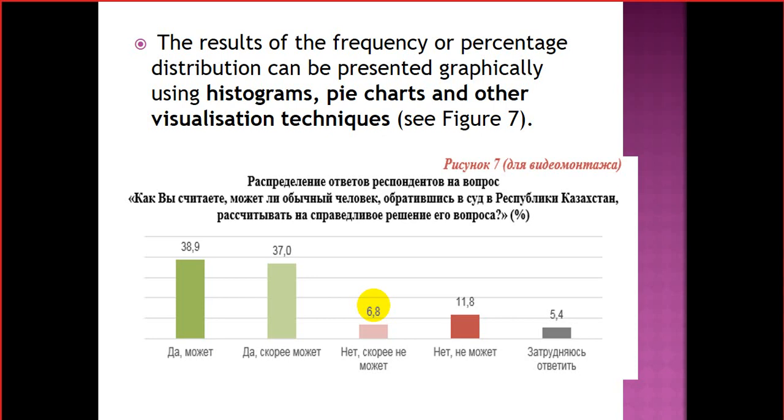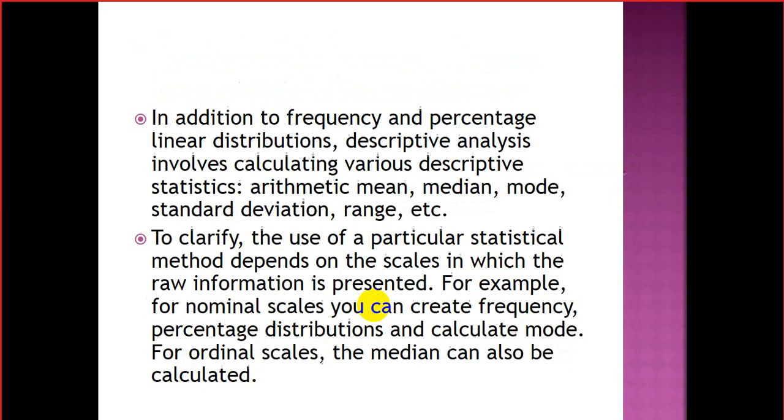To clarify, the use of a particular statistical method depends on the scales in which the raw information is presented. For example, for nominal scales, you can create frequency and percentage distributions and calculate the mode. For ordinal scales, the median can also be calculated. I think it's not new information.